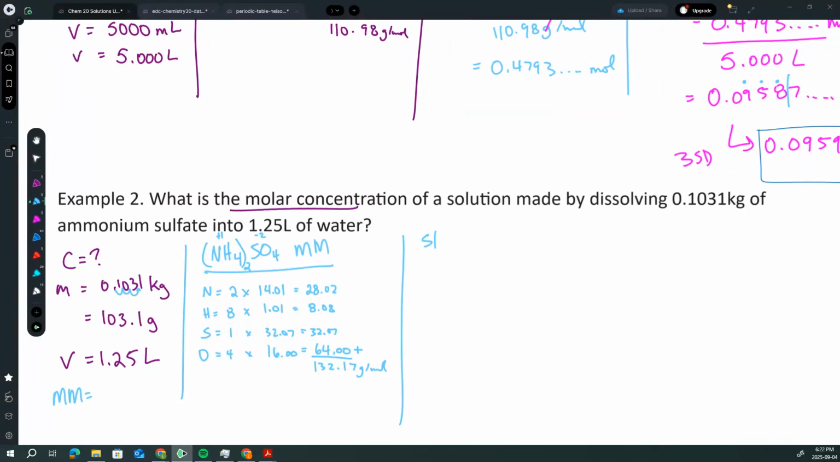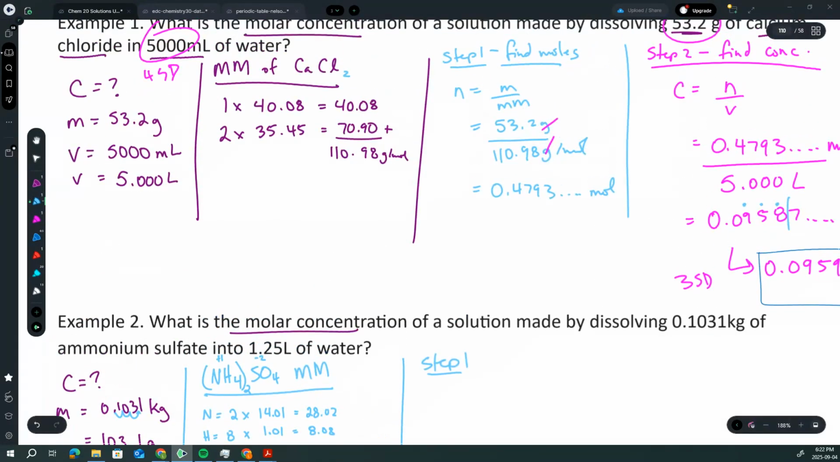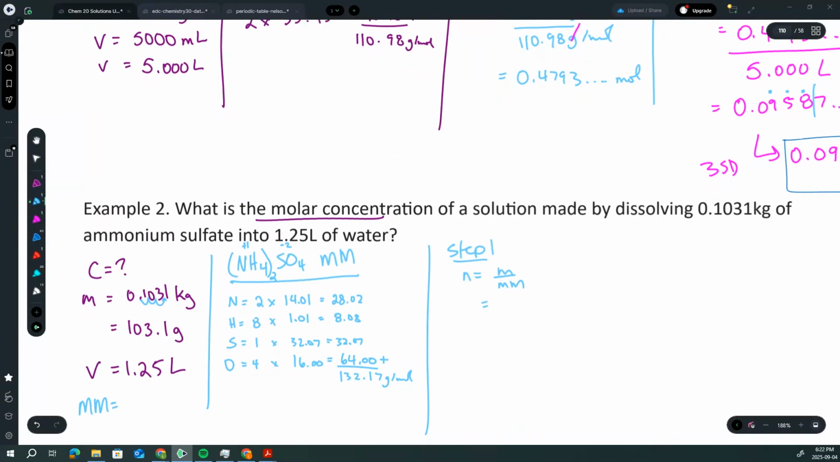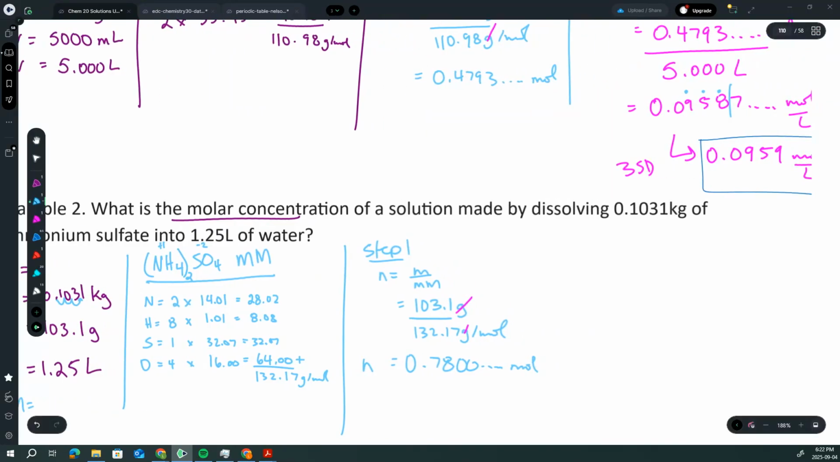Alright, so step 1. This is where we're going to be finding moles. Always start off with your formula and then plug in your numbers. So mass 103.1 grams, molar mass 132.17. Grams is going to cancel out. And for our moles, that is going to give us 0.7800. Number keeps on going on forever. Moles.